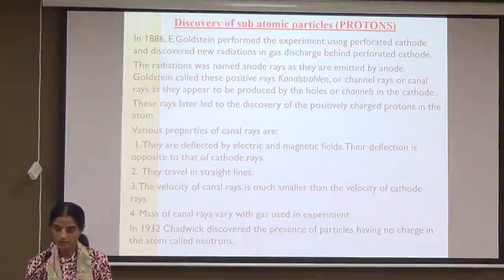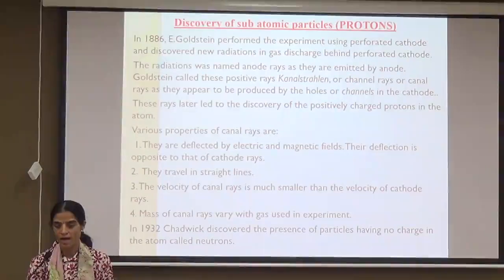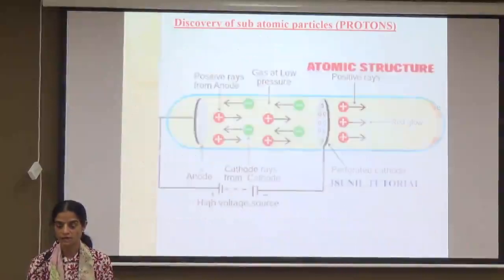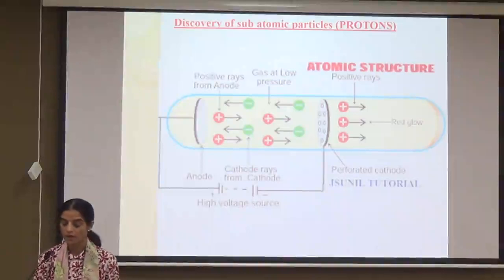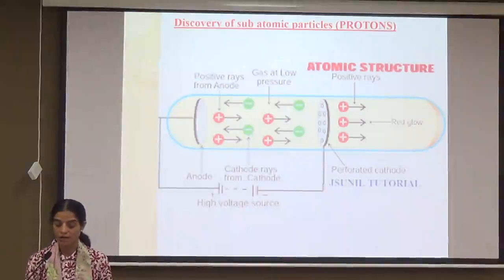In 1932, Chadwick discovered the presence of particles having no charge in the atom, and these were called neutrons. So, the discovery of the electron is followed by the discovery of protons and then further by the discovery of neutrons. Now, this is the discharge tube shown where we have actually come across the discovery of protons.